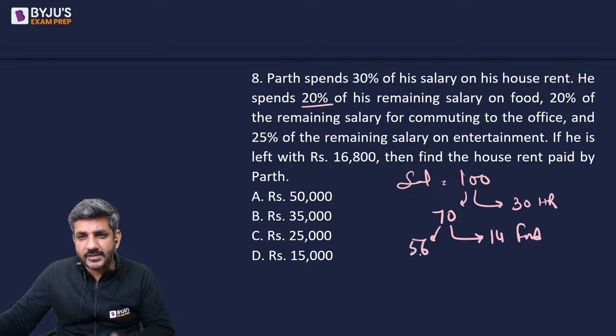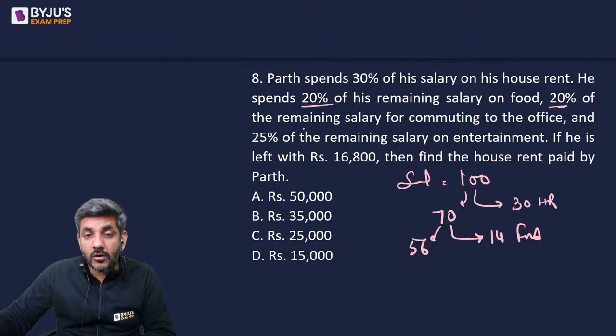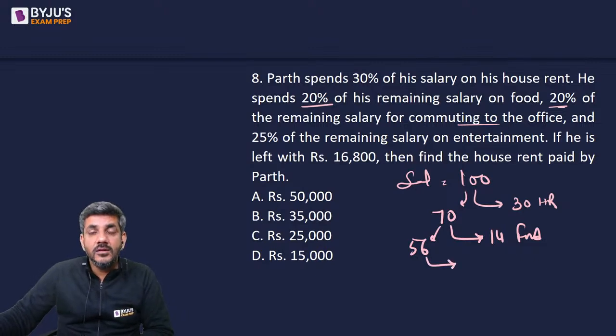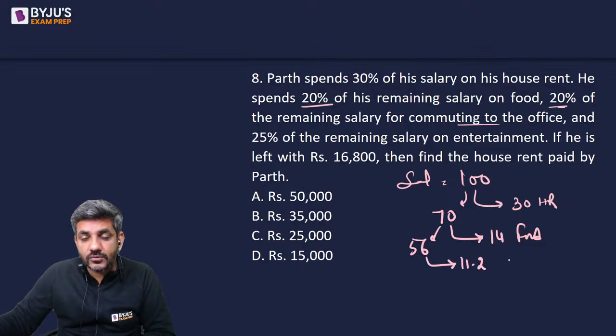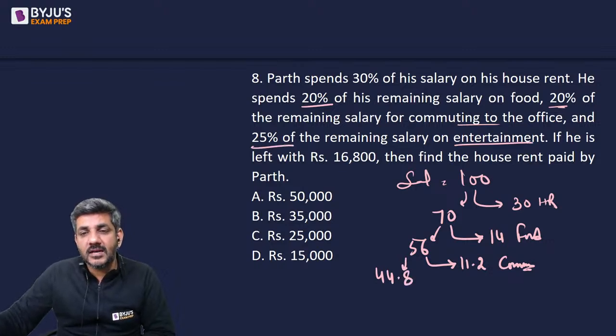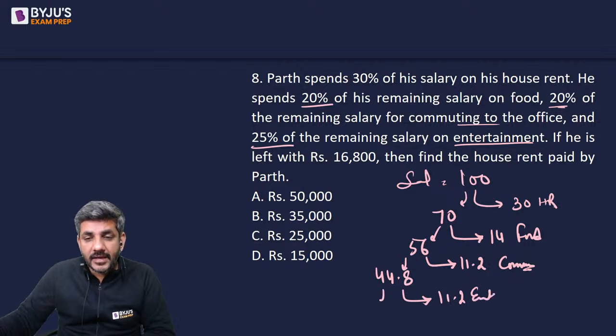Remaining is 56. From this 56, he says 20% is gone on commuting to the office. So let me take 20% of this. 20% of this is 11.2. This is for commuting only. So how much is left with us? 56 minus 11.2 is 44.8, and 25% of this remaining salary is spent on entertainment. 25% means one fourth, meaning 11.2 will go on entertainment. The remaining is 44.8 minus 11.2, that is equal to 33.6.